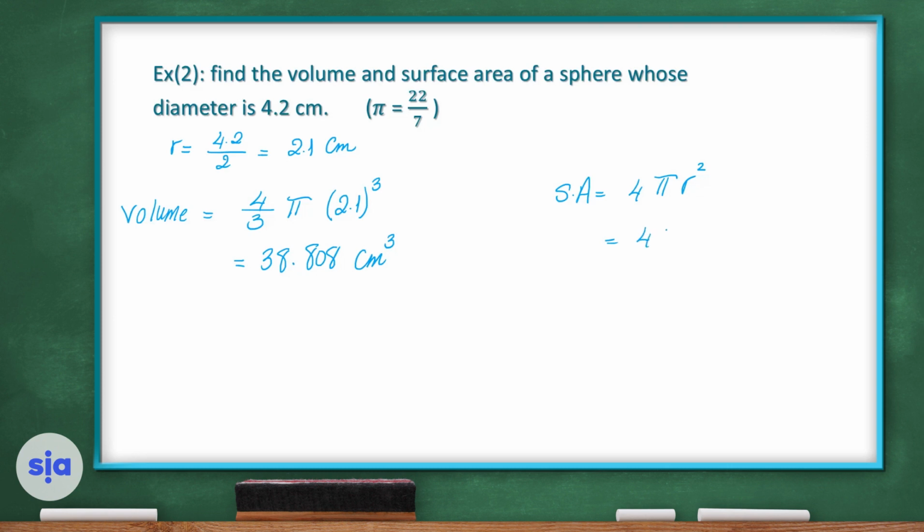The radius we got as 2.1, so it's 4 pi times 2.1 squared. If you calculate the answer, it will be 55.44 centimeters squared.